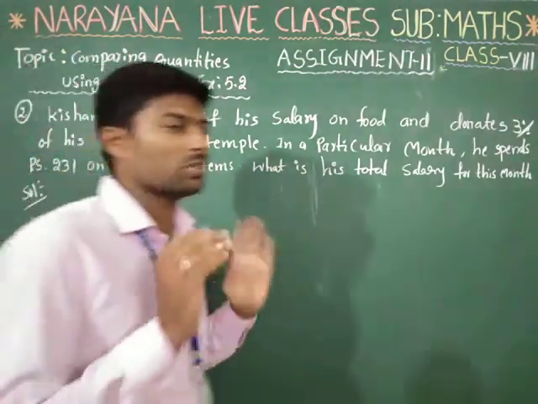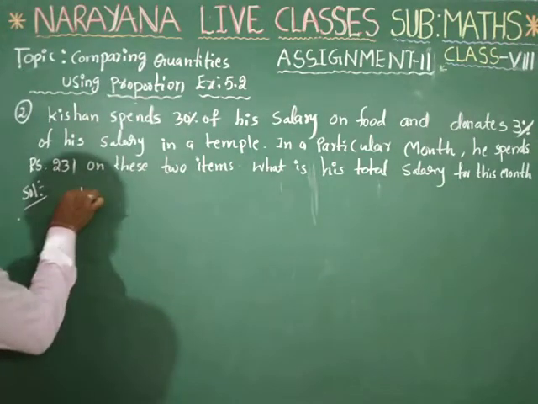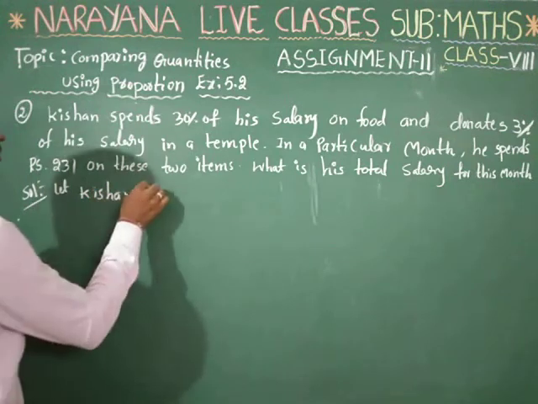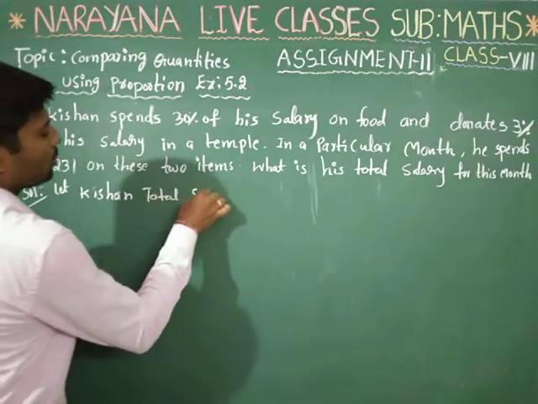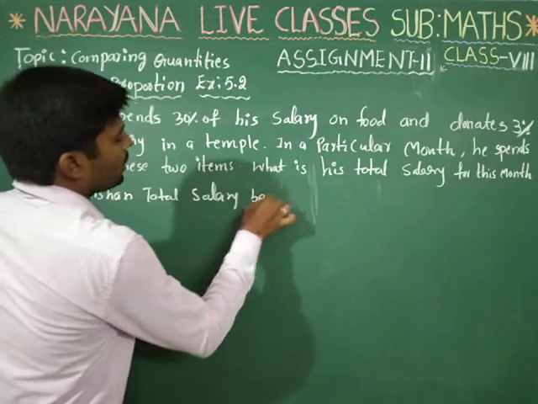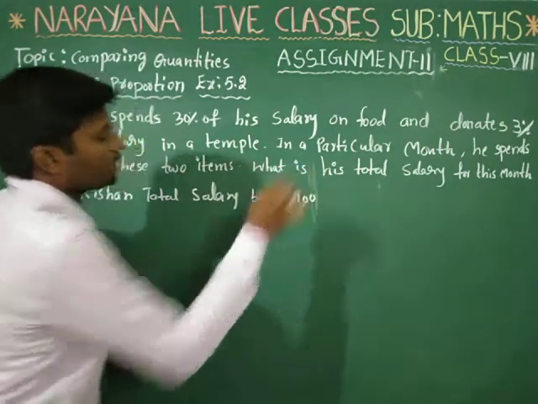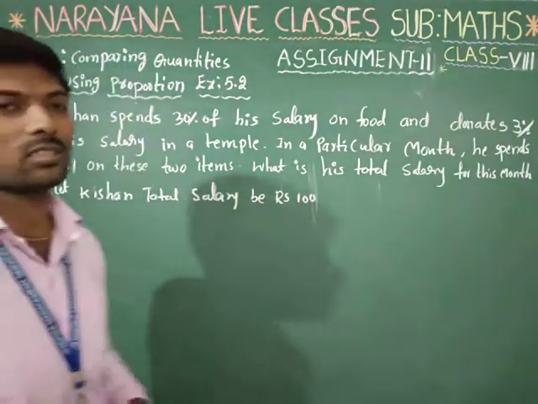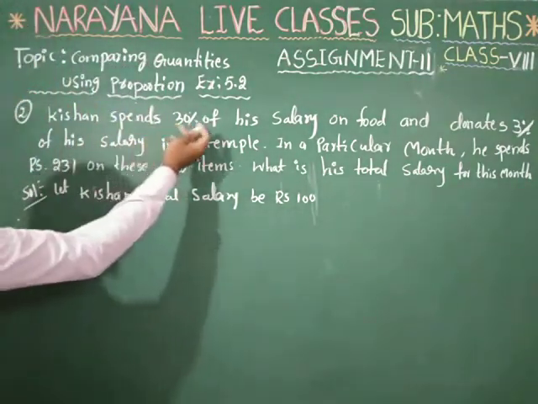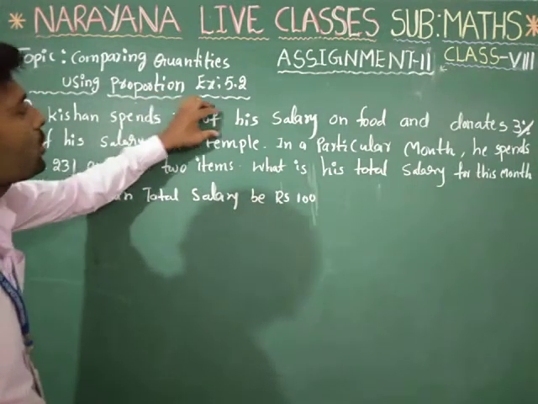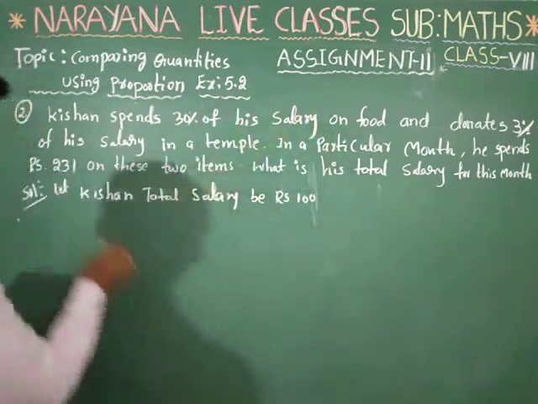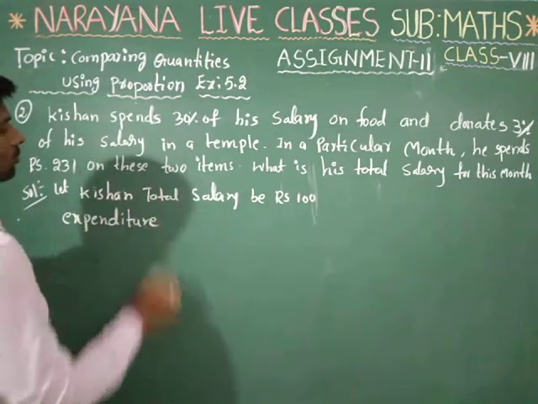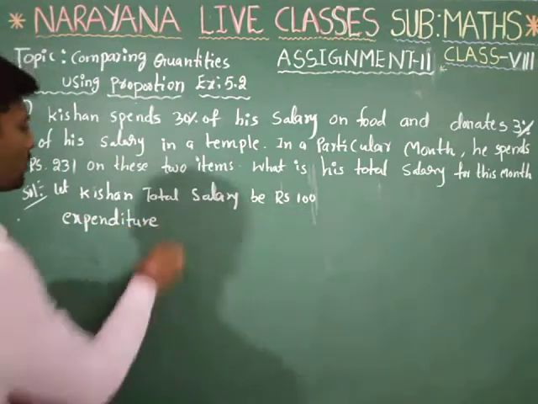In a particular month, let's take Kishan's total salary as 100 rupees. Let us consider 100 rupees is the salary of Kishan. Let's take his expenditure. How much is it? Expenditure is 30% on his food. That is expenditure on food.